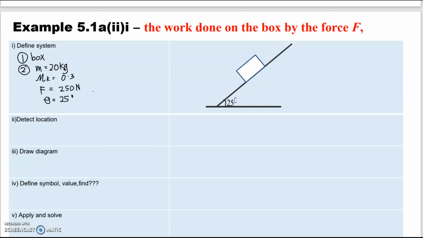As you know, the equation of the work is equal to F s cos theta. But this theta is not according to the 25. So we are going to check it out later. So for the question, we have to detect the location. The point is here, because the force applied is given here, horizontal, F is equal to 250 Newton, and the object is moved up the inclined plane with a displacement of 3.8 meter along the plane.